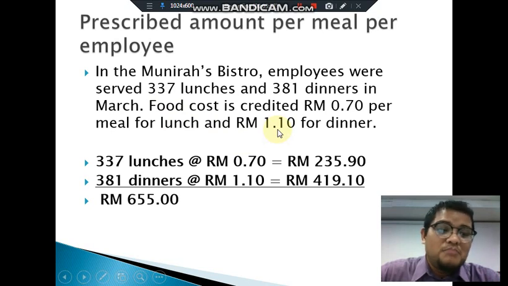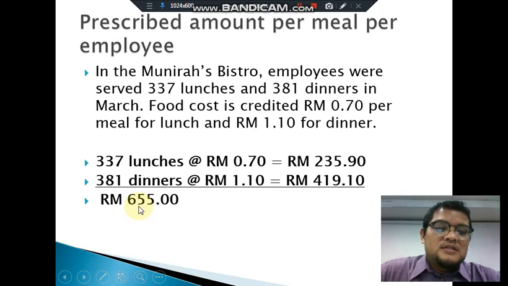So you just multiply 337 lunches times 70 cents. The total is 235.9 ringgit. Then 381 dinners multiplied by 1 ringgit 10 cents. The total is 419.1 ringgit. The total cost of employee meals for March is 655 ringgit. I guess this one is very clear and simple.